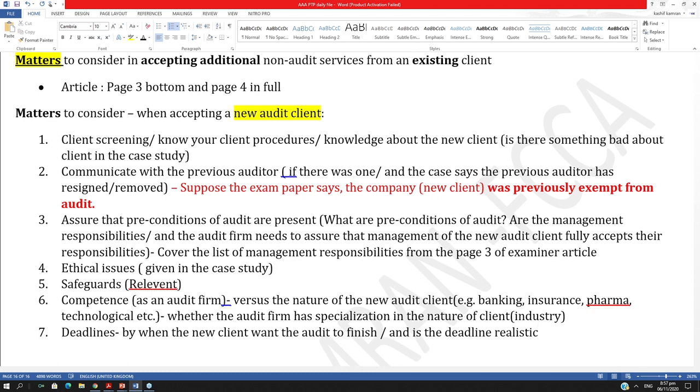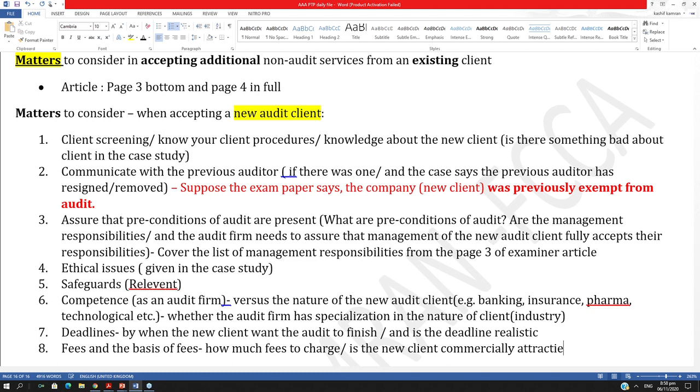Right? So can you look at the list of matters in front of your screen when you're accepting a new client? This is the list given in the examiner article. And the last thing you will consider when accepting a new audit client is the fees and the basis of fees. When you're accepting a new audit client and you believe it is a good client, how much fees to charge? Is the new client commercially attractive? Is the new client commercially viable? Give me an answer.